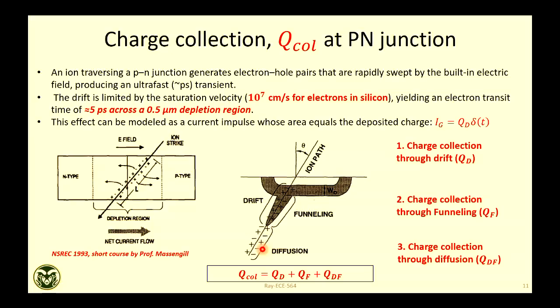Okay, and from a mathematical point of view, you can say that this ion strike, we can model it with a current source. A current source is more like a delta function, right? Which is more like a spike. In a very small amount of time, you see a sudden current spike, and the magnitude of the spike will depend on how much charge you have collected.